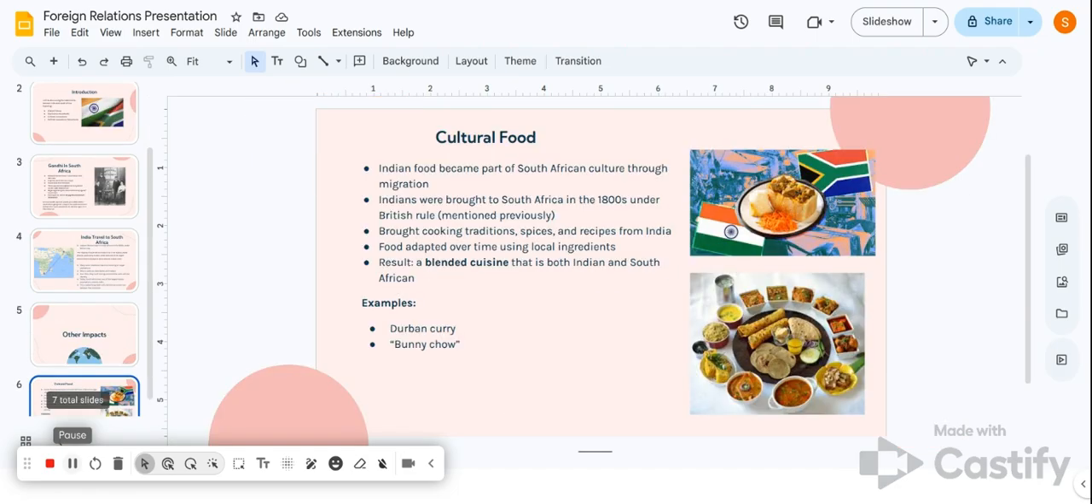Some other impacts were cultural food. Indian food became a part of South African culture through migration. Like previously mentioned, Indians were brought to South Africa in the 1800s under British rule, and when they did this migration, it brought a lot of cultural cuisines. They brought cooking traditions, spices, and recipes from India, and I found it really cool that food adapted over time using local ingredients and resulted in a blended cuisine that is both Indian and South African, and there's two examples on the screen.